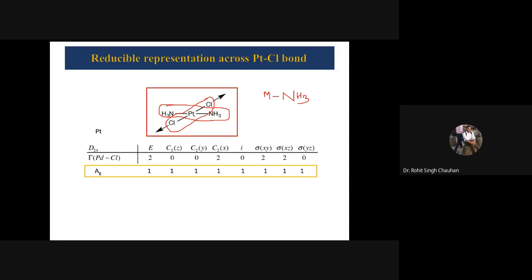Now, suppose during the symmetry element E, how many bonds are going to be unshifted? Always focus on PtCl. Then, of course, these two bonds, this one and this one, are going to be unshifted. That's why here it is 2.